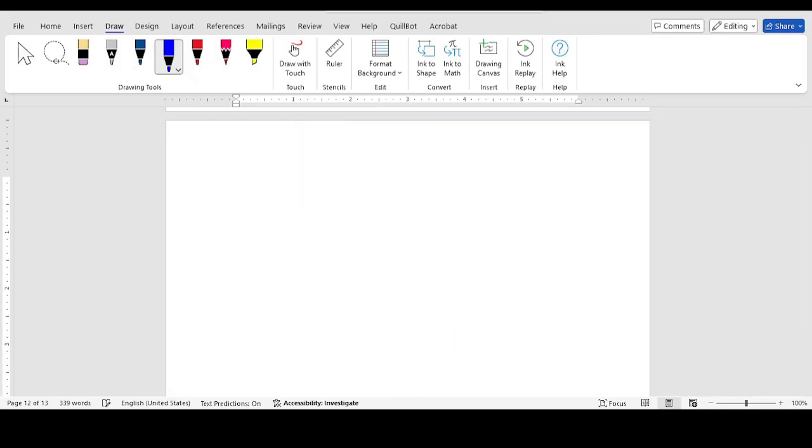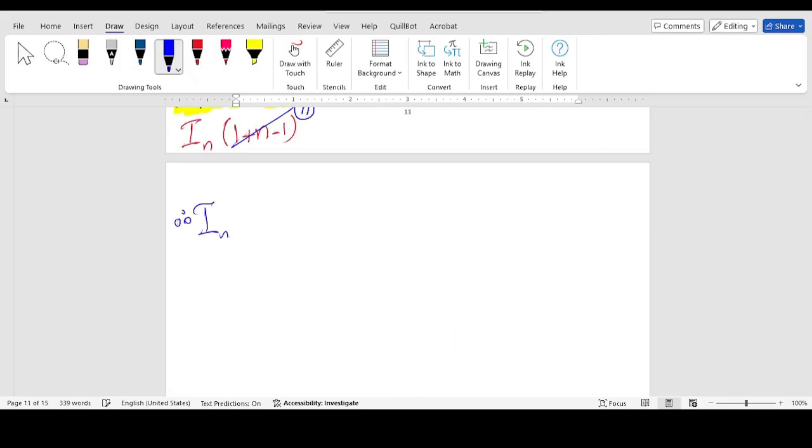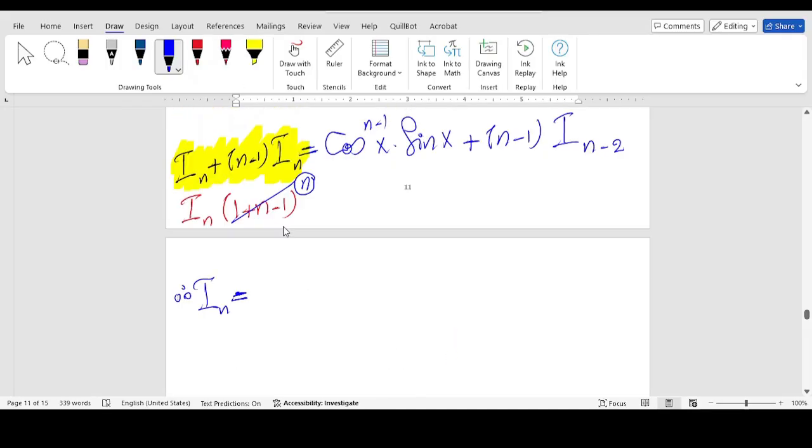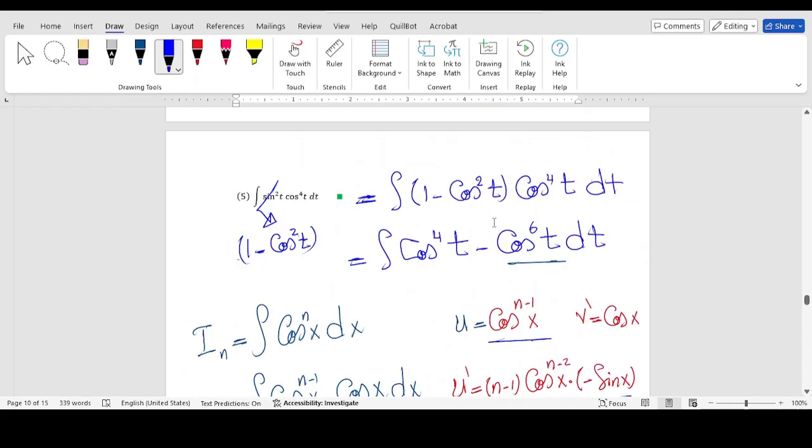After dividing by n, In will be 1 over n cosine to the power n minus 1 x times sine x plus n minus 1 divided by n times I n minus 2. Okay, we need to evaluate cosine to the power 6, which is I6, and cosine to the power 4, which is I4.